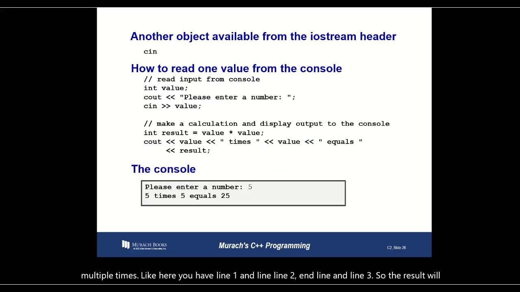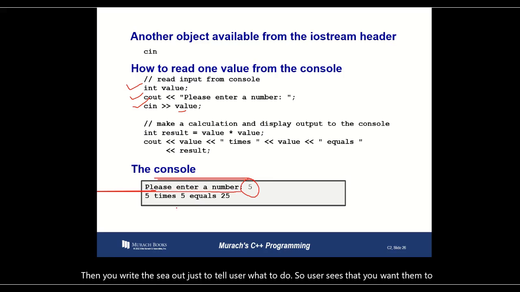Another object variable from the iostream header is cin. We talked about it, right? You read one value from the console using cin. Here is how you can do that. You have defined the identifier, then you write the cout just to tell the user what to do. So the user sees that you want them to enter a number, then the user writes a number, whatever the value is. They see this line first, they enter this number, and they see the output coming as this one, because you do some calculation and then you are outputting the results.